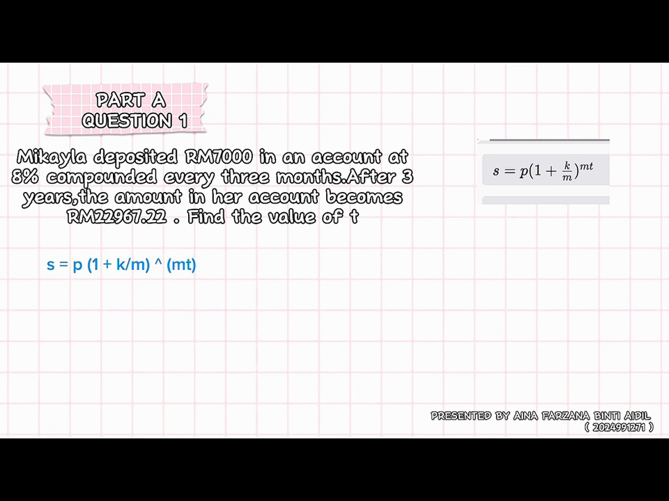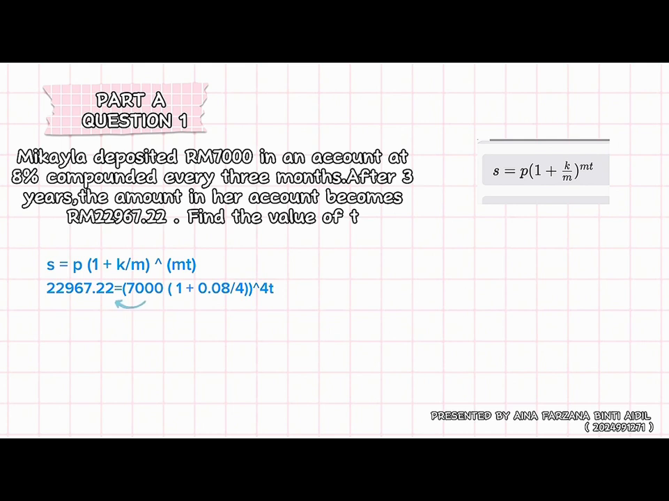Then we put in the formula with the numbers. At S, we put 22,967.22 cents. At P, we put 700 and we open the bracket to put 1 plus 8%. But we change 8% to a decimal and we get 0.08 over 4. Why 4? This is because the question is compounded every 3 months. And close the bracket and we put to the power of 40.